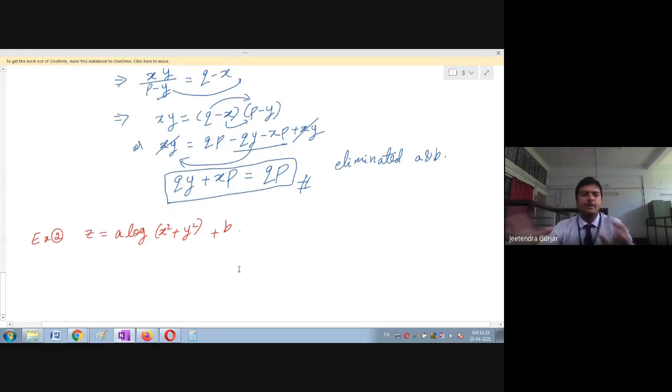Yes, students, please try yourself. Come up with the difficulty and ask me. Please ask me your difficulties. Yes, I think everyone is solving. Step 1, differentiate partially with respect to x. Step 2, differentiate partially with respect to y. Yes, compare these equations. You do both the methods.